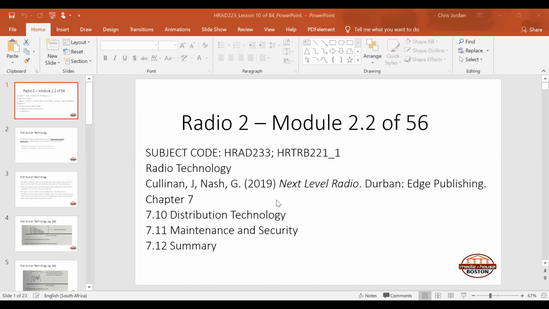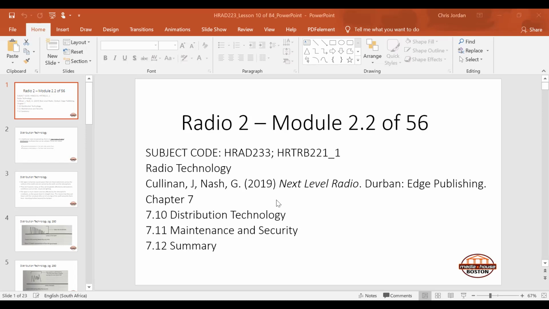We are just going to close up what it looks like, just for this week, in terms of how we are chatting about the distribution technology 7.10, maintenance and security 7.11, and the summary for chapter 7. You can find that in the Next Level Radio book by Nash and Cullinan.